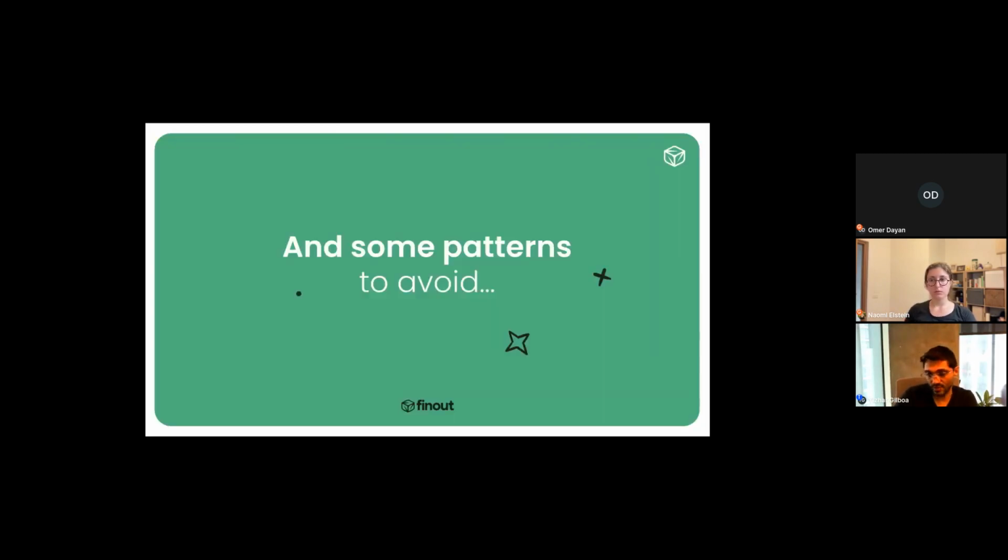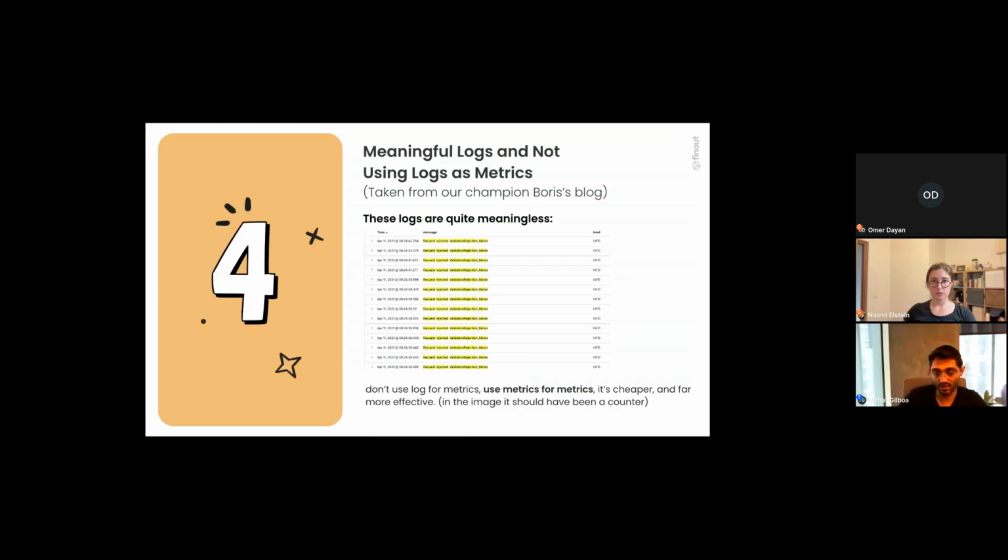All right, and after we did all of the patterns that we can do to improve our log cost, we are now going to talk about some patterns that we want to avoid that are constantly repeating in systems. And the first one is a lot of people that use logs sometimes end up using the log system for something that they should use a metrics system for. And that usually looks like this. This example is from Boris Turkaski, who works at FinOut, who writes a lot of excellent content. I recommend you pay a visit.